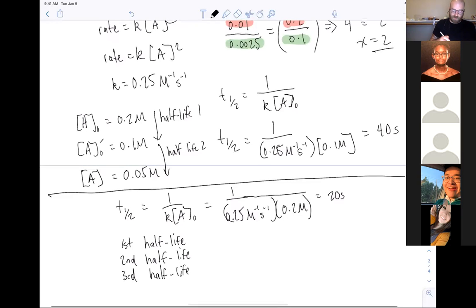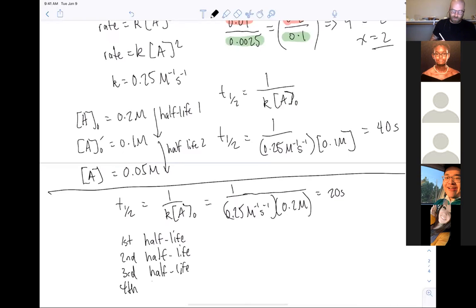But using their language, how would you calculate it? Once you know the half-life, it's just a multiple of whatever that is. The first half-life is 20 seconds. The second one is 2 times 20 seconds. The third one's going to be 3 times 20 seconds. So for second order, every subsequent half-life is just going to be multiplied by n, I guess.